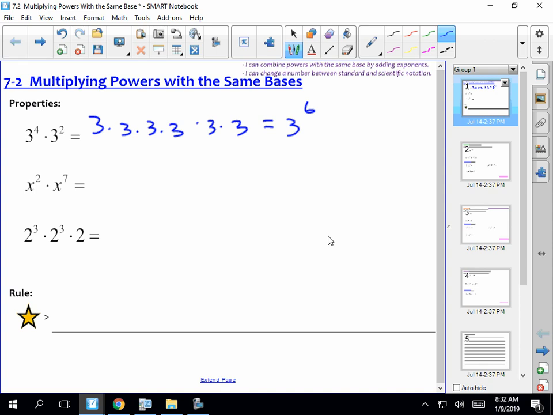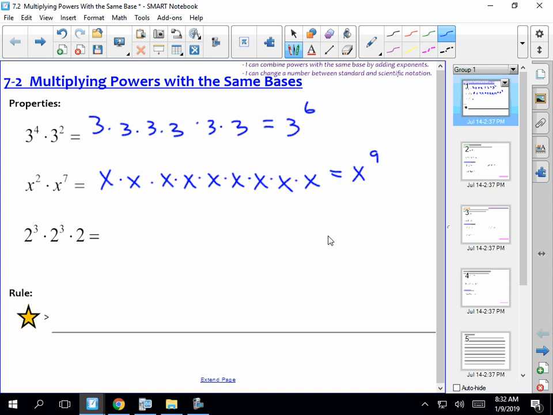Does the same thing work if it's an x? Well, x squared means I have 2 x's I'm multiplying. X to the 7th would mean 7 x's. If you count up all the x's, 1, 2, 3, 4, 5, 6, 7, 8, 9, I have x to the 9th.